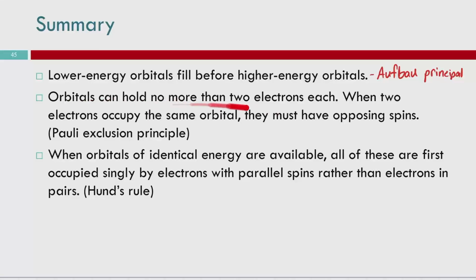Orbitals can hold no more than 2 electrons each. They max out at 2. And they have to have opposite spins. This is our Pauli exclusion principle.